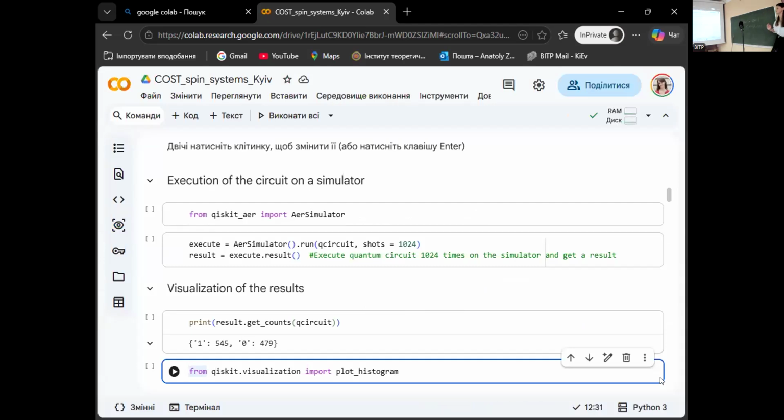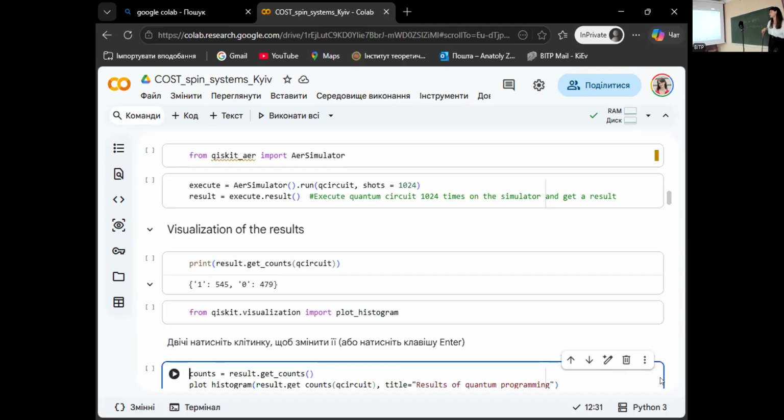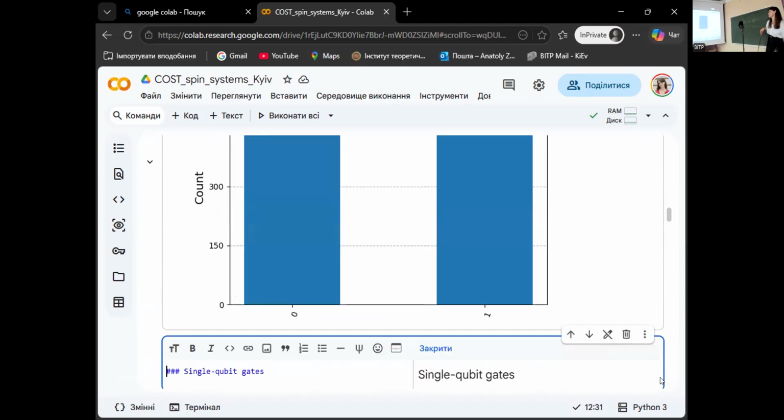I obtained the following results. 545 times I obtain that the state of qubit is 1, and 479 times I obtain that the state of qubit is 0. So this is the statistics of our results, and we can plot them. I have the number of counts, and I obtain zeros and ones.